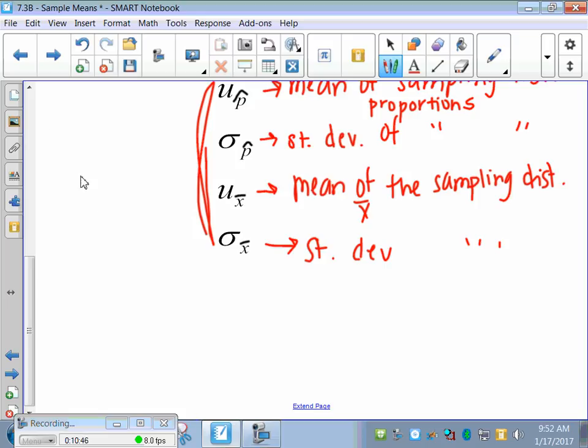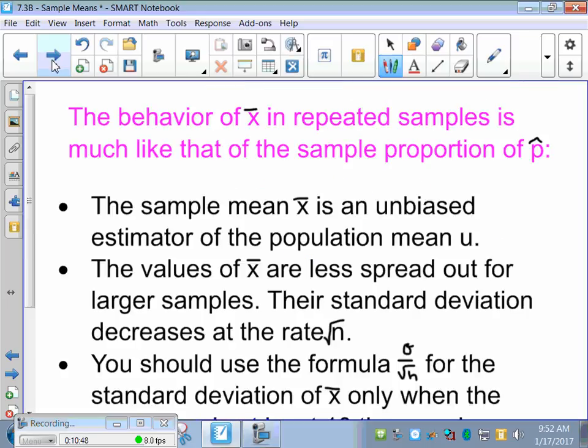Okay, there's a couple important things to remember. The behavior of x bar in repeated samples is much like that of sample proportions, p hat. Very similar to the last section. So the sample mean x bar is an unbiased estimator of the population mean mu. Write that down.